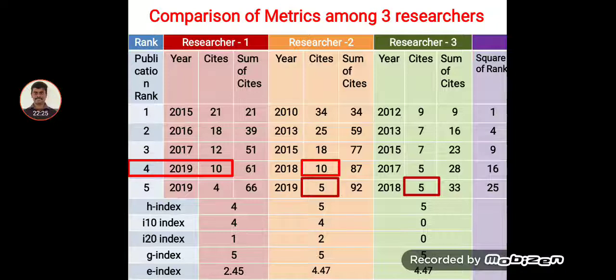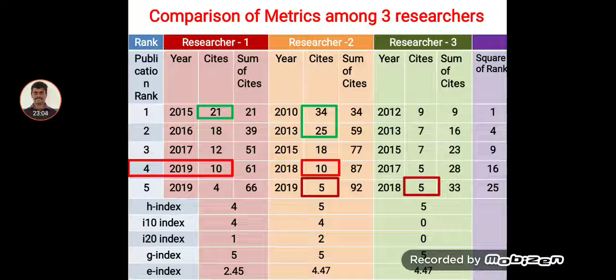Coming on to the i20 index. The i20 index for the first author is only 1 because only one of his papers has 21 citations. Whereas for the second author, the i20 index is 2 because 2 of his papers have more than 20 citations. The first paper has 34 and the second paper has 25, so his i20 index is 2. Coming on to researcher 3, none of his papers has more than 20 citations, so his i20 index is 0 or nil.